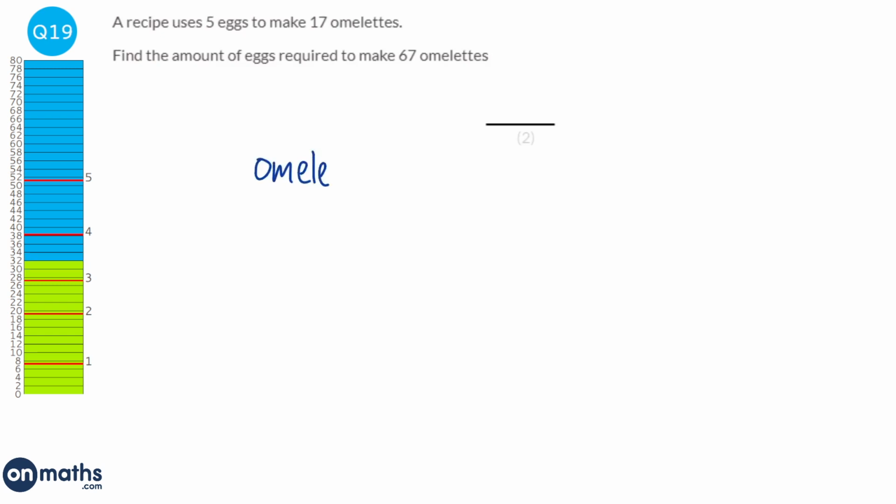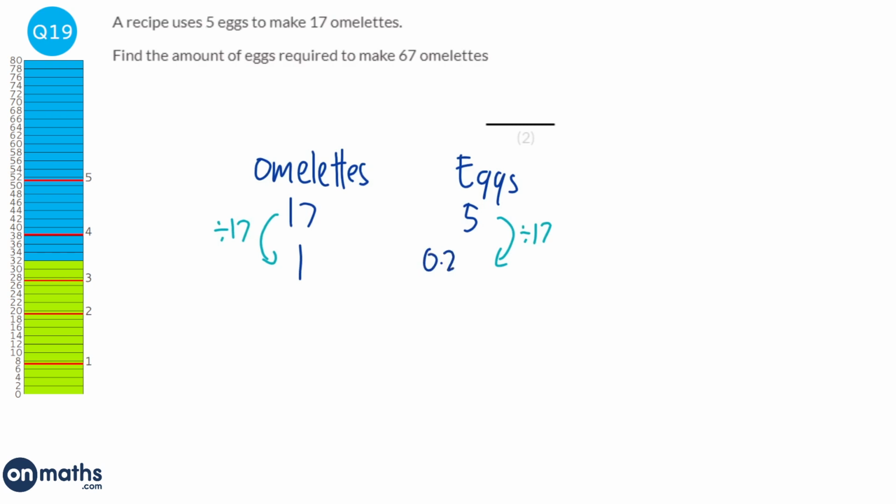So we're going to track the amount of eggs to make each amount of omelette. So 5 eggs makes 17 omelettes, and we're just going to find out how many eggs is required to make 1 omelette. So we divide that by 17, divide both sides by 17, and so 1 omelette would be 0.294 blah blah blah eggs.